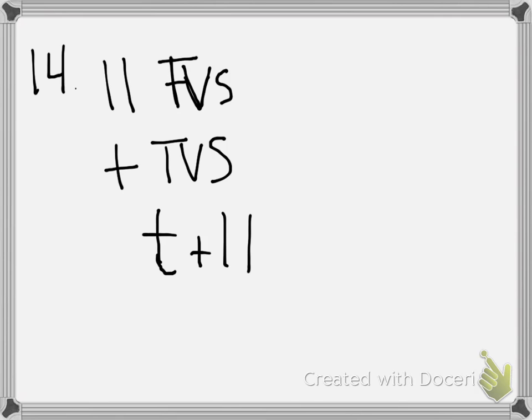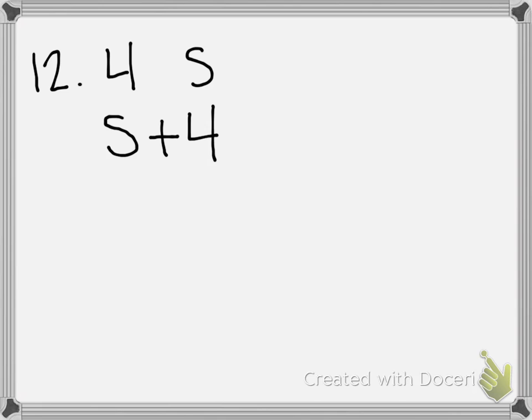Let's try one more of those. Let's go on to number 12. So we'll go back to number 12. Number 12 says 4 more than S shirts. So I have the number 4, and then my variable is S. And it says 4 more than S. So more would be addition. So my expression would be S plus 4. That's 4 more than S. I want you to try those last 3 on your own.